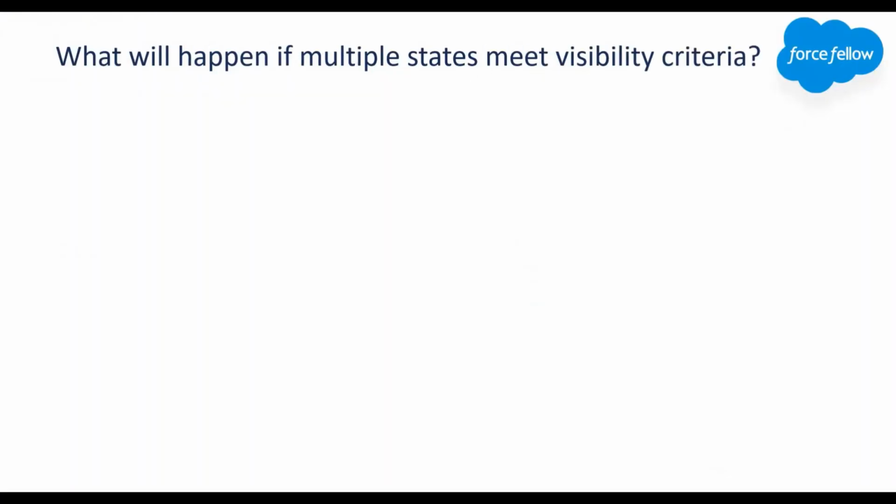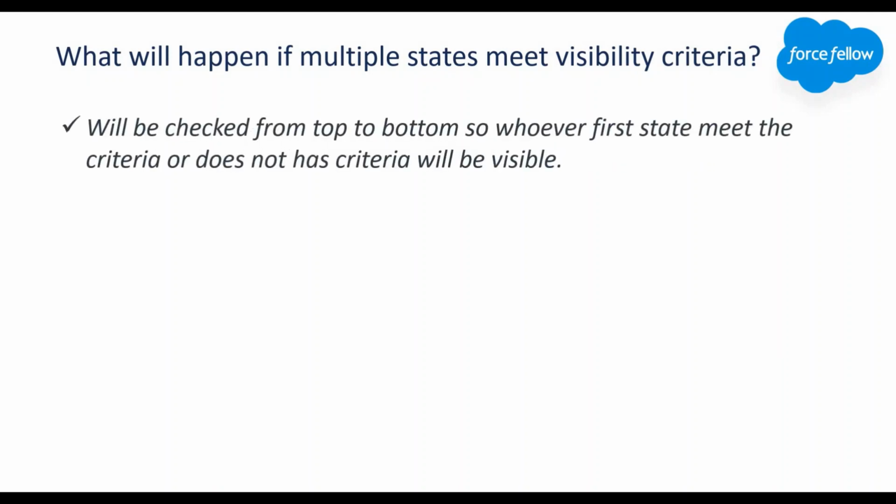Now next we have what will happen if multiple states meet visibility criteria in Flexcard. Okay. So as we have discussed that we can have multiple states in Flexcard and only one state can be visible or active at a time. So to control visibility, we generally add condition using some fields. But let's say we forgot to add condition or condition is true for multiple states, then what will happen? So in this case, it will start looking from top to bottom. So whoever first state meets the criteria or does not have criteria will be visible. So whenever you are going to define orders for states, then keep this thing in mind.